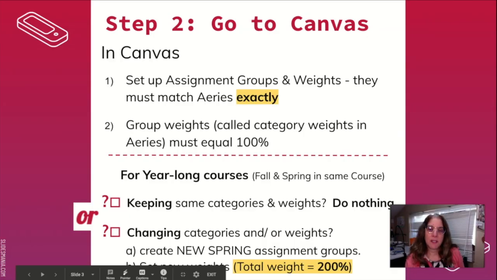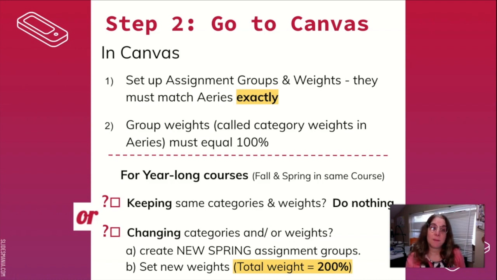To review, in Canvas, set up your assignment groups and weights in the assignments tab. They must match Aeries exactly. Group weights, called category weights in Aeries, must equal 100%. However, if you have year-long classes, you will need to set up new categories and weights only if you're changing them. And then your total will be 200%. If you're continuing on with the same categories and weights from spring, you're fine. You don't need to do anything else.